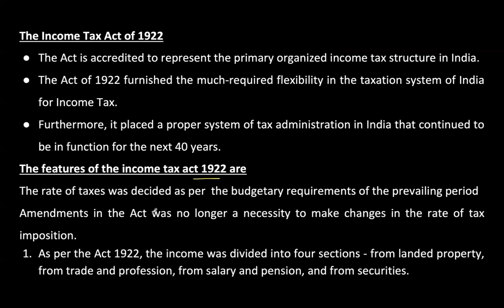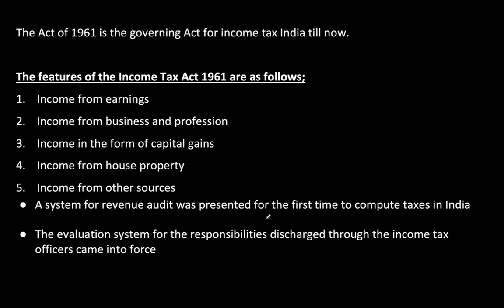The 1922 Act, we'll talk about this. So here, income from earnings from business, profession, capital gains, house property, and other sources. These were made a part of the 1961 Act.